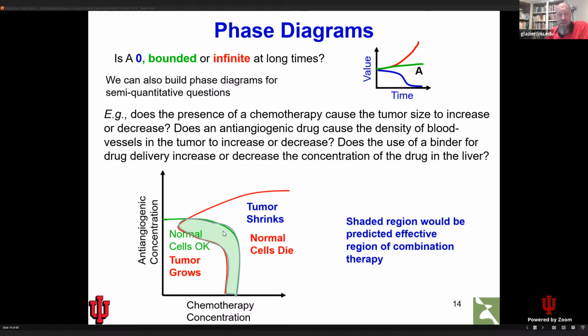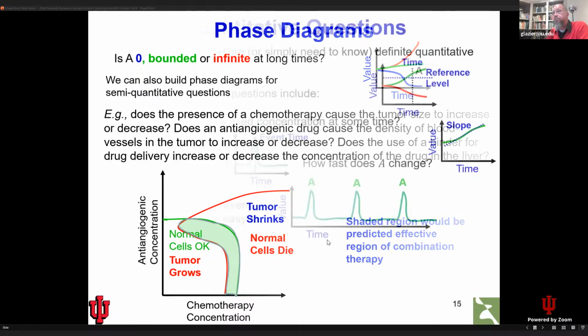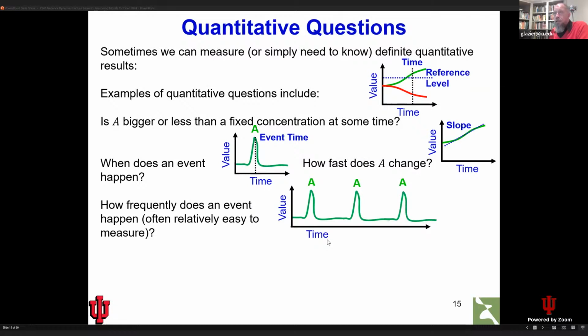And so again, this is a fantasy, just as an illustration of the kind of questions that one can ask, depending on the particular biological problem you're working on. And of course, sometimes you can actually measure numerical values of concentration. And sometimes those are important. So you might want to know, what is the level of a molecule at a given time? Is the amount bigger or smaller than some reference amount at a particular time? When does an event happen?